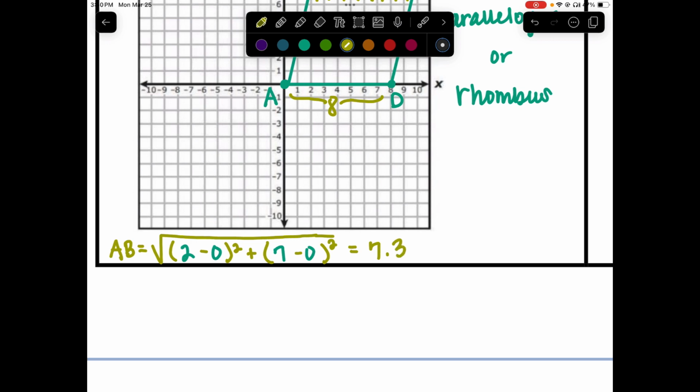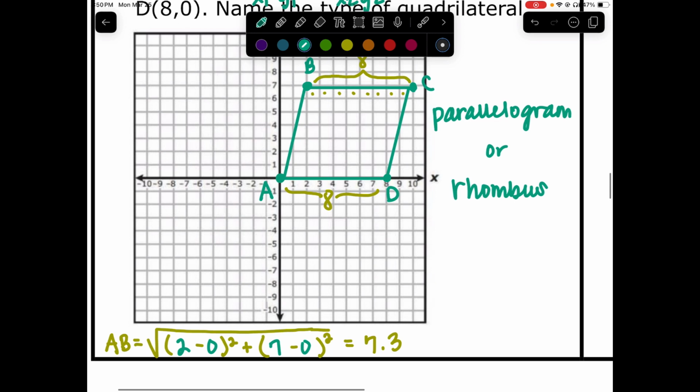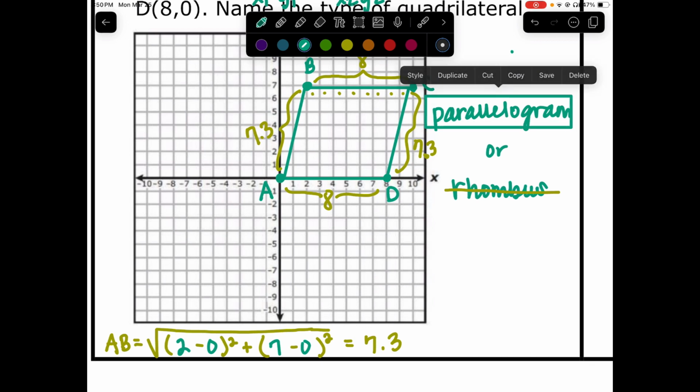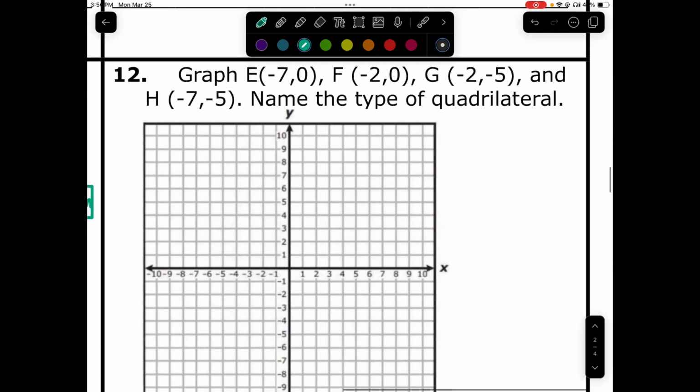So that is not equal to 8. These two sides right here and right here are 7.3, close to 8, but not 8. So this is not a rhombus. This is a parallelogram because all four sides were not equal. Go ahead and try number 12.